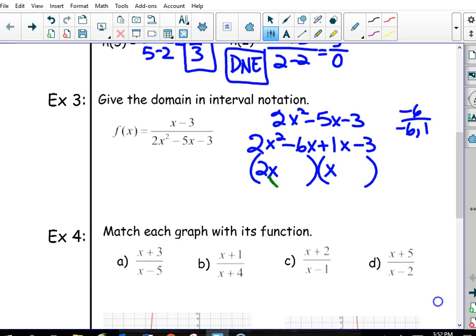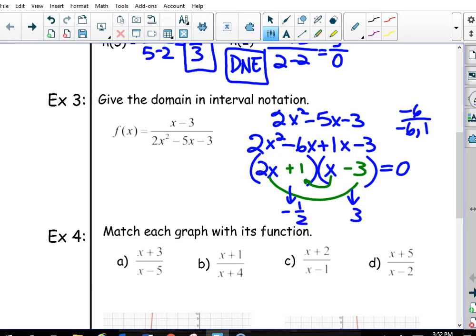So this multiplication needs to give me either -6x or +1x. It can only give me -6x using integers. So I got my -6x there. Now I'm going to get a +1x. And we are looking for what values of x give us a 0 in the denominator. Well, those values of x are going to be +3 and -1/2.